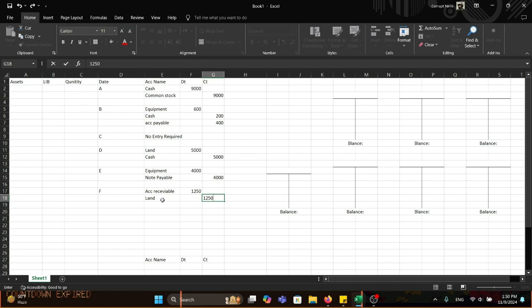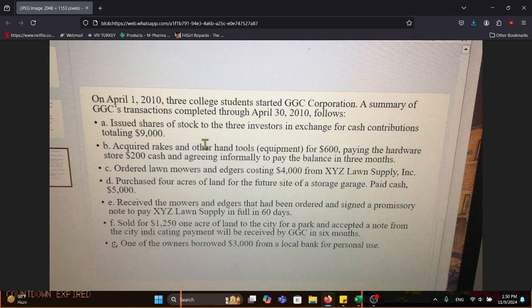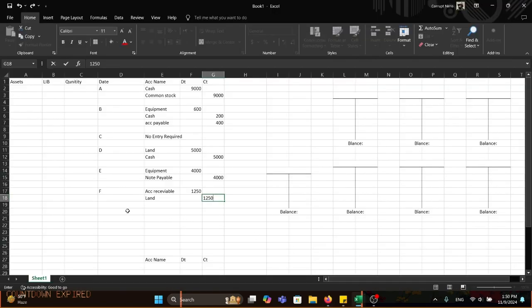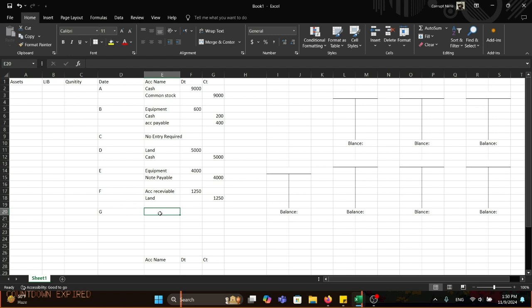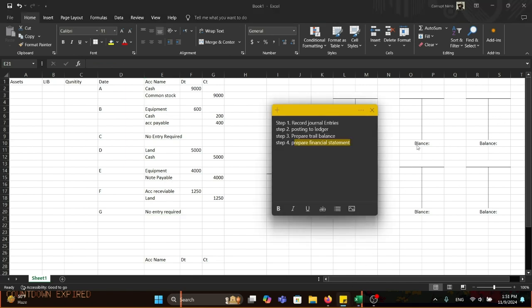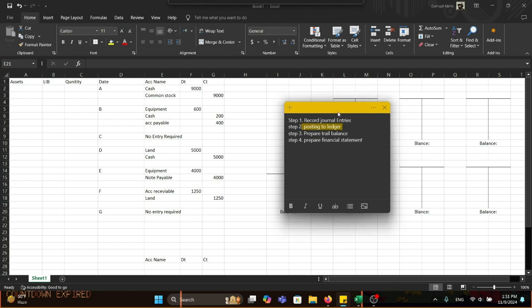So this is it for the first step. This is gonna be my first step. Oh yeah, I'm sorry about that. But G, one of the owners borrowed 3,000 from a local bank for personal use. Basically, he borrowed it for himself for personal use, and it does not interfere with the company, like management or money. So no entry required. That's gonna be it. That's the first step. Now we're gonna have this over here, which is, as you can call it, posting to ledger, or as you call it, T accounts.